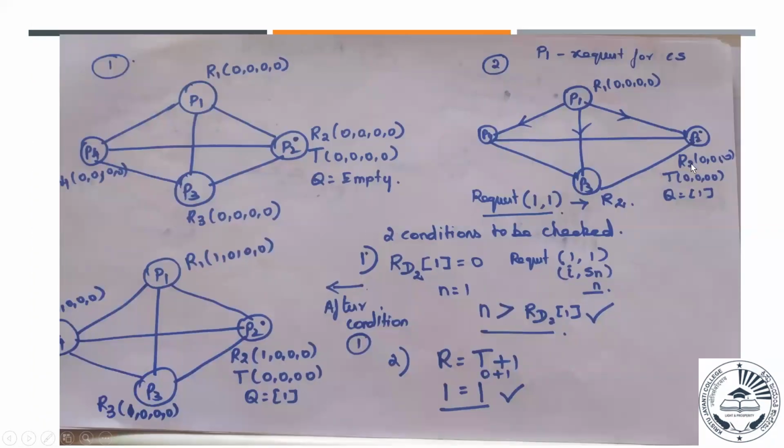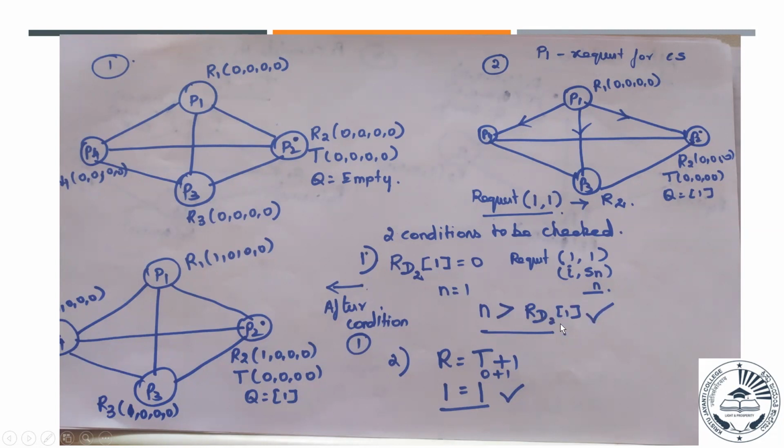Okay, that is going to be 0. You can see here R2 0, 0, 0, 0. So first value is 0. So RD2, the first element P1 value is 0. And what is Sn? What is the n coming from P1? The request is coming 1, 1. So n is greater than RD2 of 1. So this condition is true.